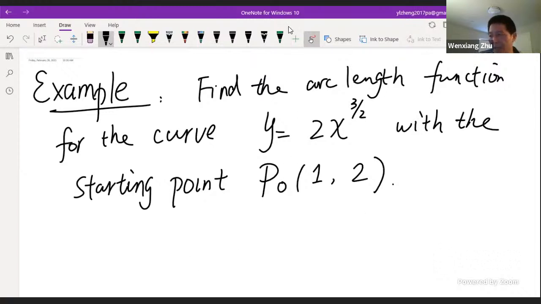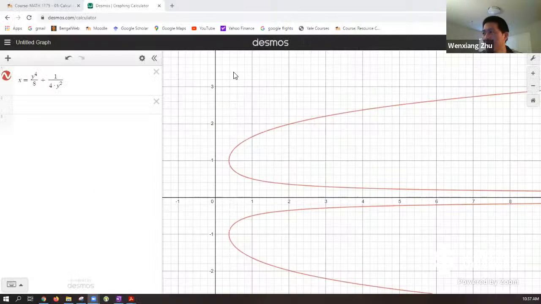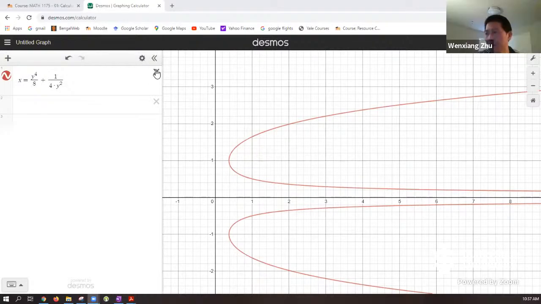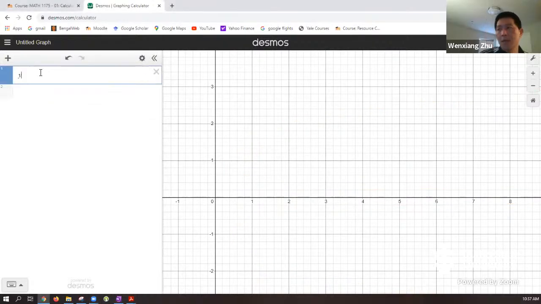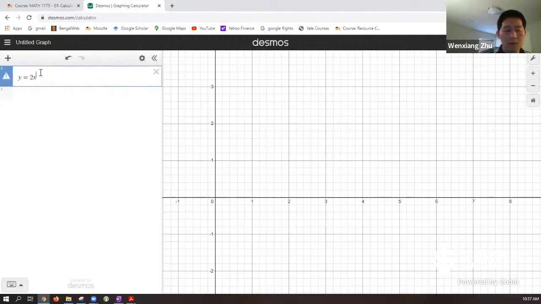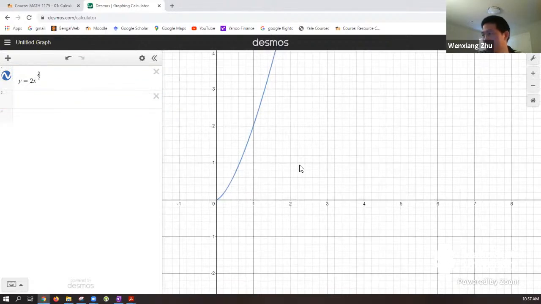I think maybe I'll use Desmos to show that. Sorry about that. I'm going to jump to another screen. So stop me sharing this here. Screen 2 with you guys. Are you seeing my web browser says Desmos? Yeah, okay, so this is what I just did. So I'm going to type in y equal to 2 times x raised to the 3/2 power. So that will be the curve. Okay, so this is the curve we're talking about.